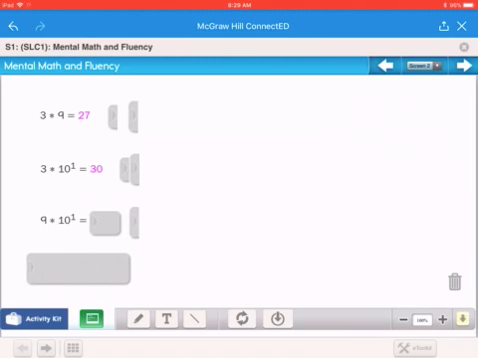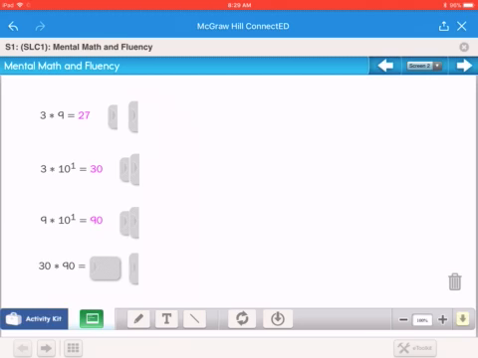Next one is 9 times 10 to the first power. So it's going to be 9 times 1 is 9, and it says 1, 0, so we're going to put 1, 0, makes it 90.